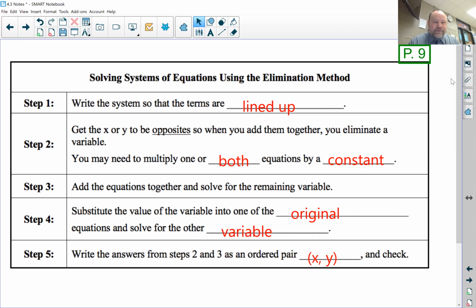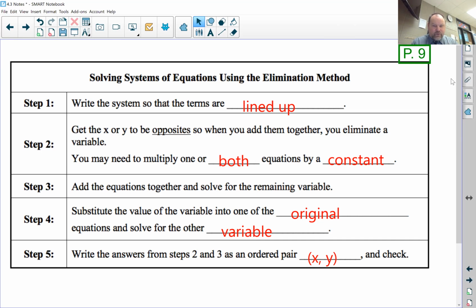Step 2, we want to get the X or Y coefficient, the number in front, to be exactly the opposite, either X or Y, one or the other, not both. So that when we add them together, we get rid of that variable. You may need to multiply one or both equations by a constant in order to do that.